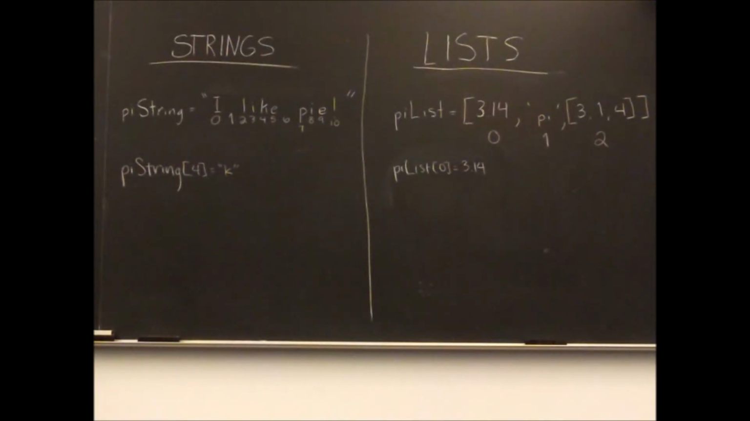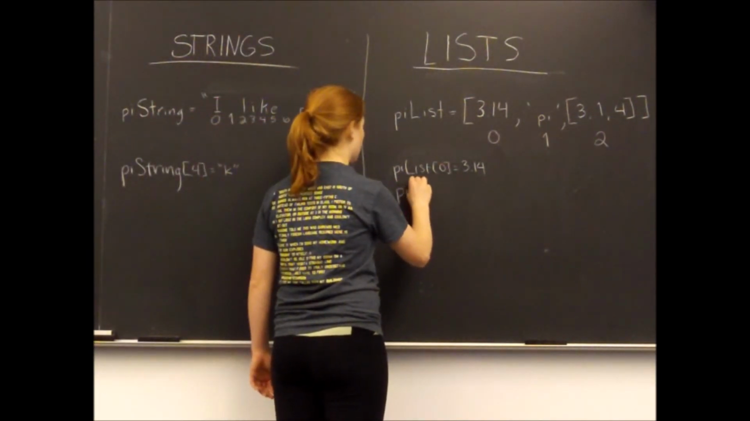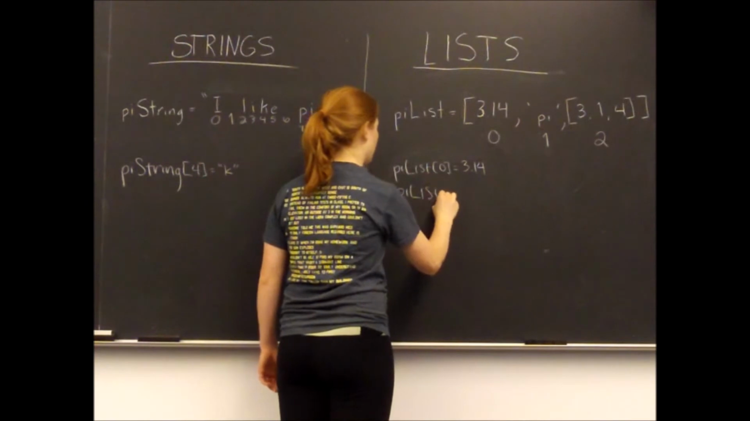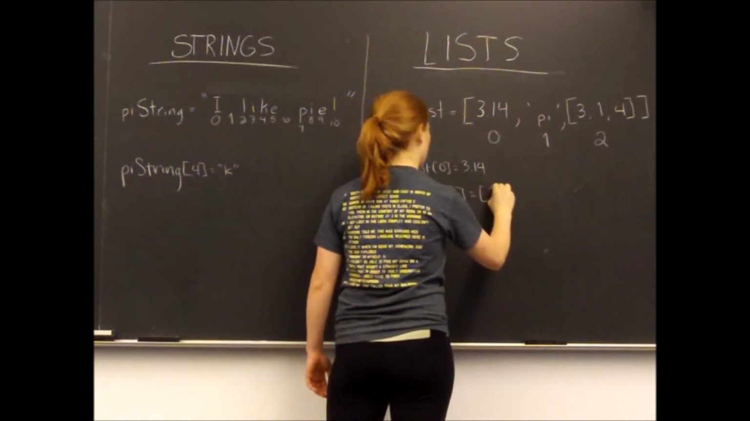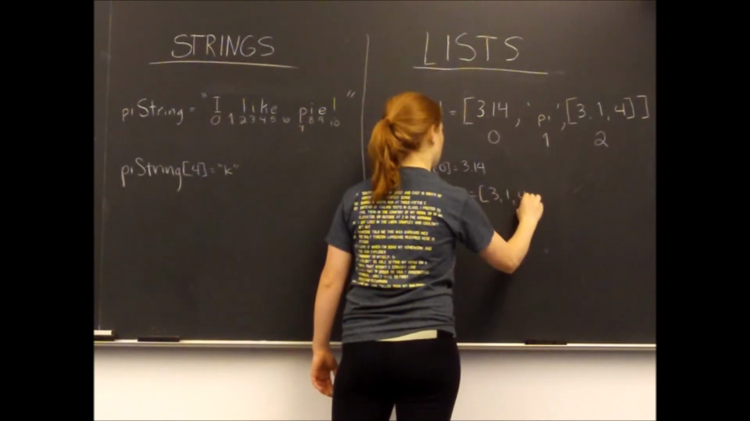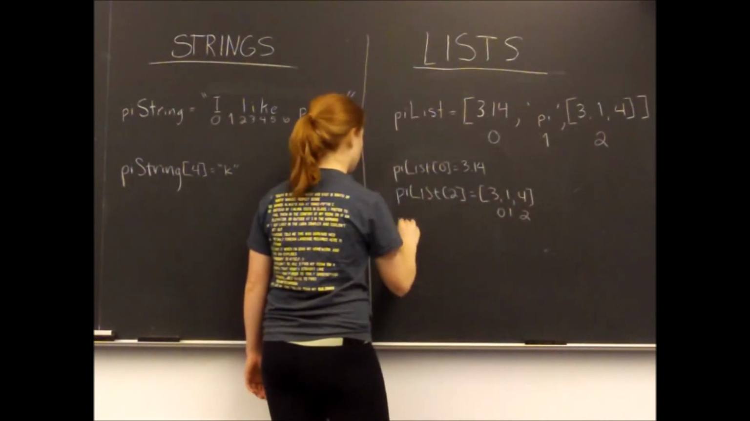Now, take a minute to figure out what happens if we call PyList of 2 of 2. Well, first we get PyList of 2, which is the list 3, 1, 4. Then we get the item at index 2 of 3, 1, 4, which is 4.